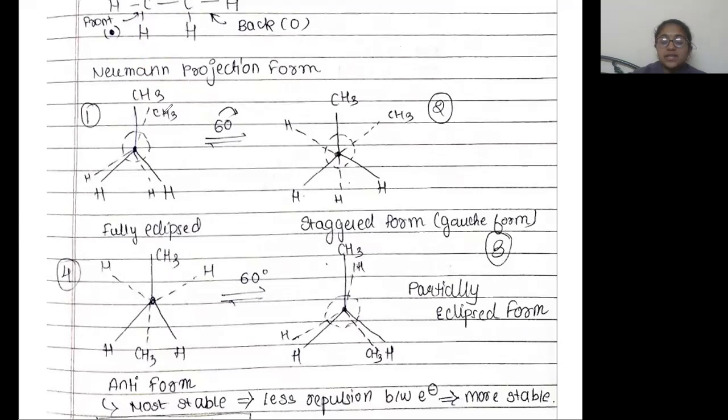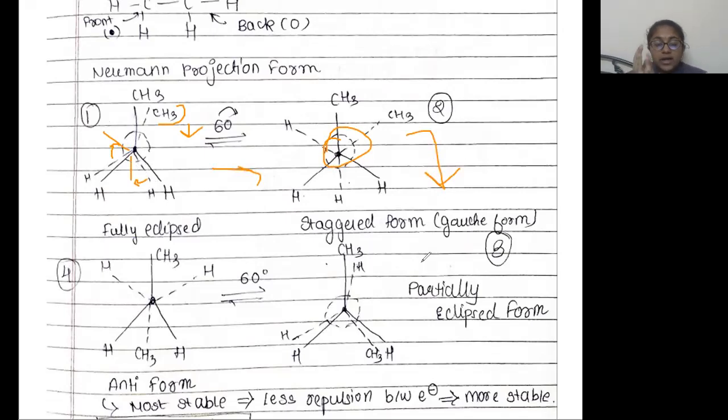Here, 60 degrees rotation has taken place. So we have this CH3 moved 60 degrees like this. This is the back carbon atom, the behind circle. Of course, the hydrogen atoms will also move 60 degrees like this. After this, we again move it by 60 degrees.